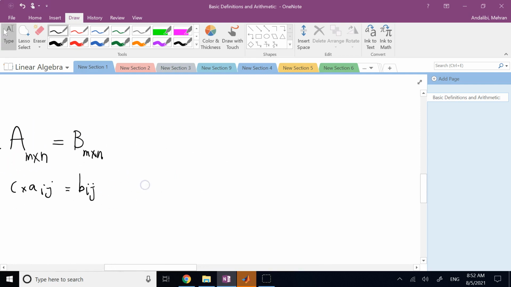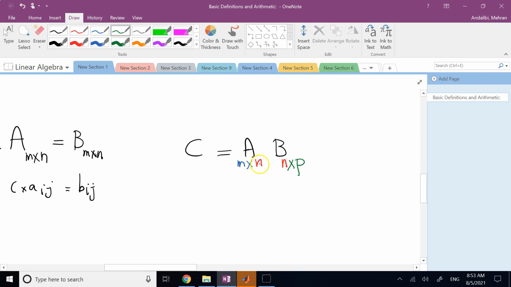Now when you multiply two matrices together, so you have matrix A and matrix B, and you multiply the two matrices together to get matrix C, now there is some specific rule that you have to follow. What is that? The rule is this: when you multiply two matrices together, the number of columns in the first one has to be the same as the number of rows in the second one. So if the first one is m by n, you can only multiply it by an n by something else.